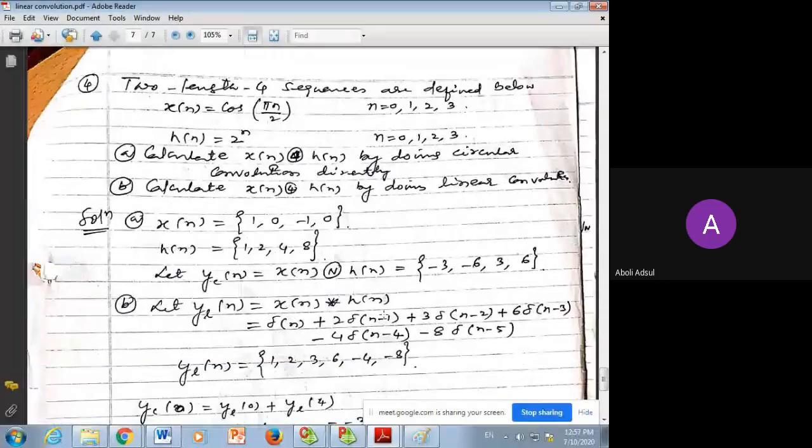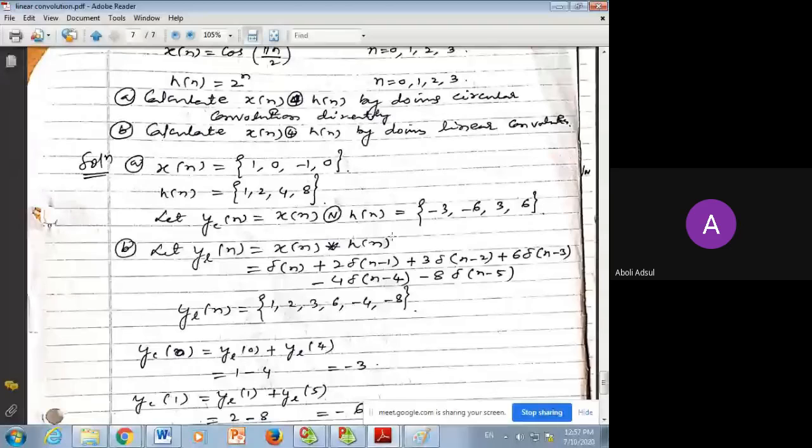Yes, sir. Okay. What about the second part? -6. No, first you tell me the linear convolution answer. 2, 3, 6, -4, -8 and 0. It is 1, 2, 3, 6, -4, -8. Okay? So I hope you all know how to convert this into circular convolution.